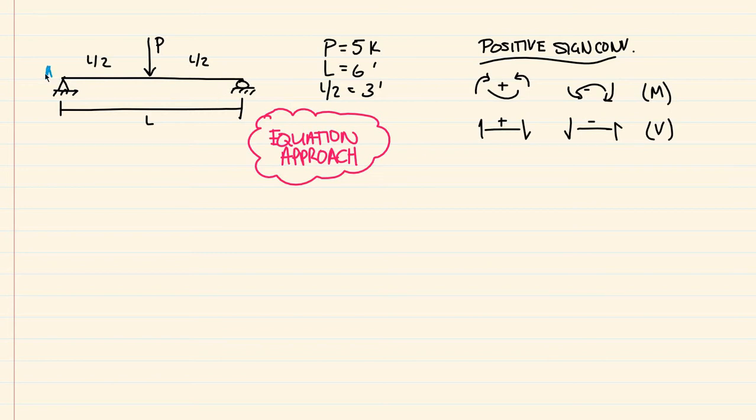So I'm going to label this point A, point B, and point C, and we're going to come up with equations for two spans. Span 1, which goes from A to B, and span 2, which goes from B to C.